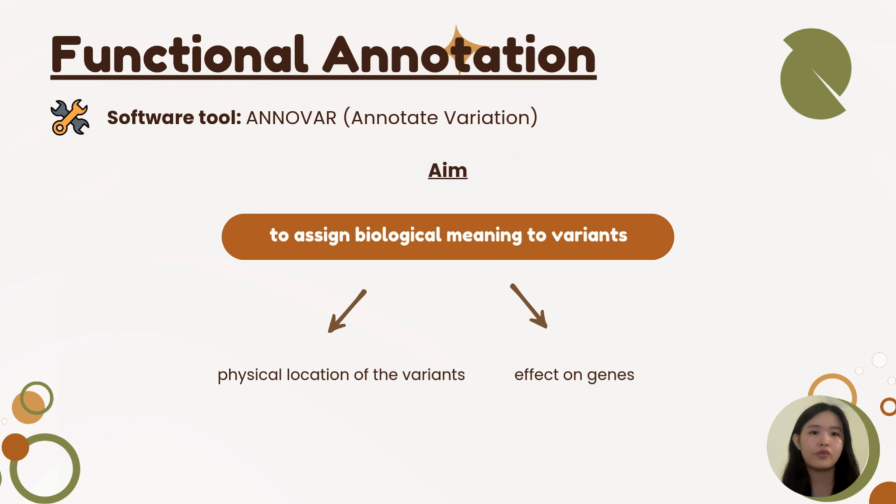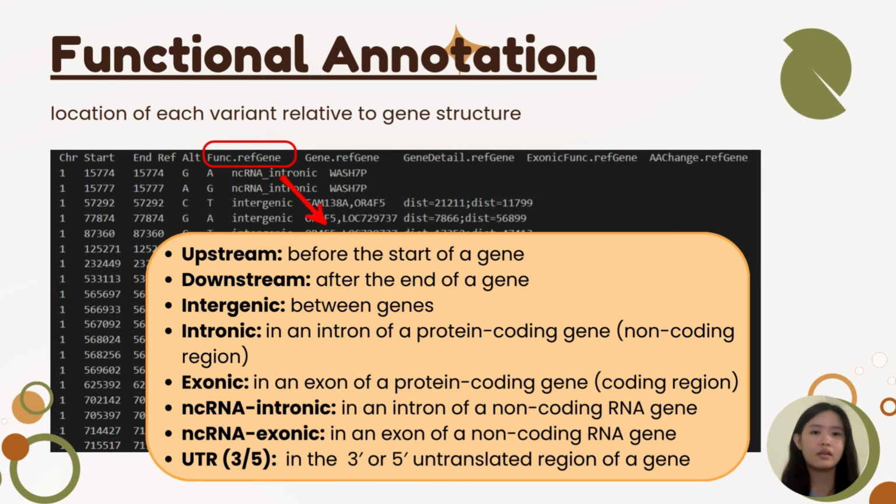Upstream and downstream indicate that the variant is located before the start and after the end of a gene respectively. Intergenic means the variant is located between genes. Intronic indicates that the variant is located within a gene but outside the coding region, while exonic means the variant is located within the coding region of a gene. Values starting with ncRNA indicate that the variant is located within a non-coding RNA gene.